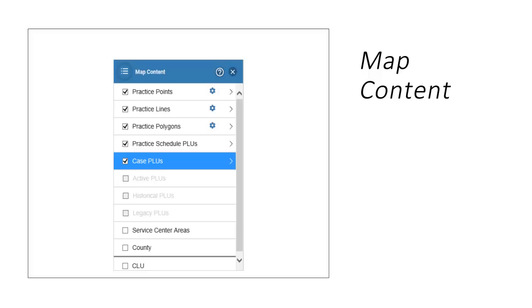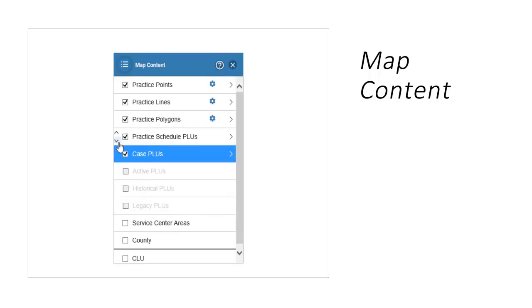Some layers are scale dependent and will not display when zoomed in or out beyond a predefined scale. If a layer is not available at the current scale, the layer name will be grayed out and the checkbox will not be selectable.